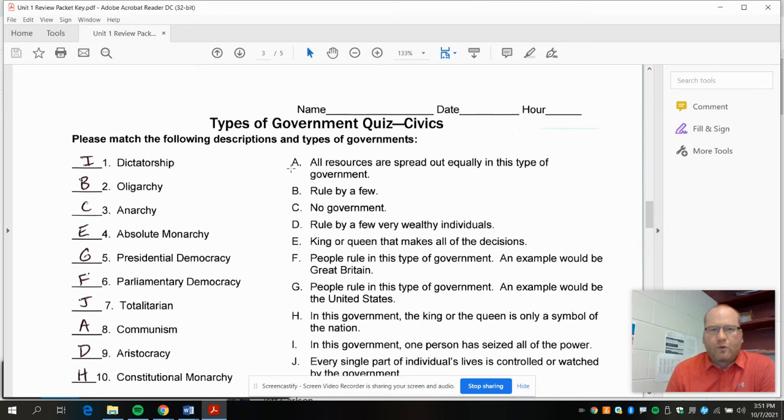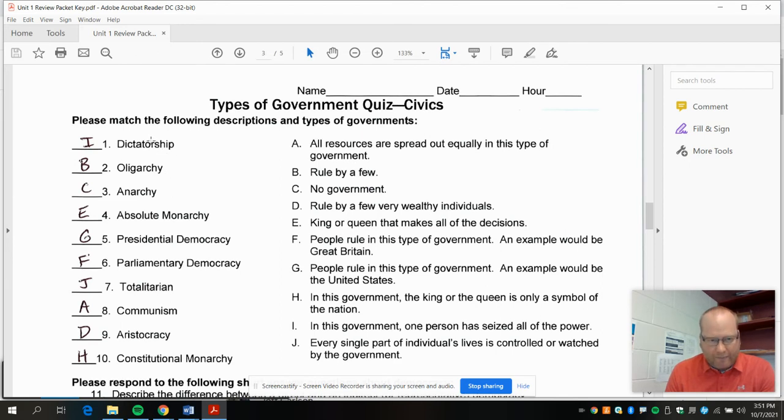So next up was this quiz here that's obviously not going to be graded as a quiz, but had all of these vocab words on the left-hand side with definitions on the right-hand side, and you just simply needed to match them up. So number 1 was dictatorship. And if we go down to letter I, in this government, one person has seized all the power. Number 2 is oligarchy, and that was B, so rule by a few. Number 3 was anarchy. That would be C, no government.